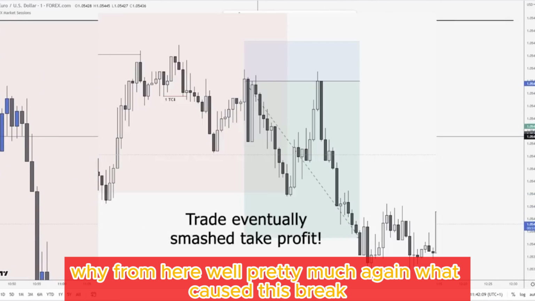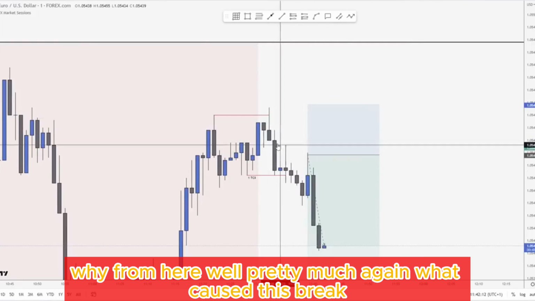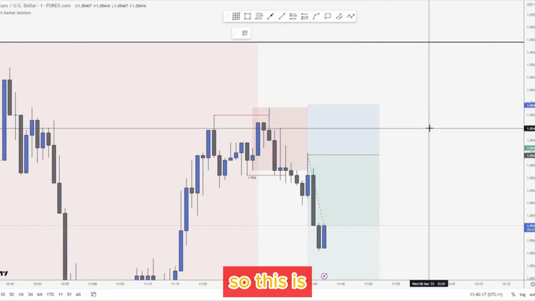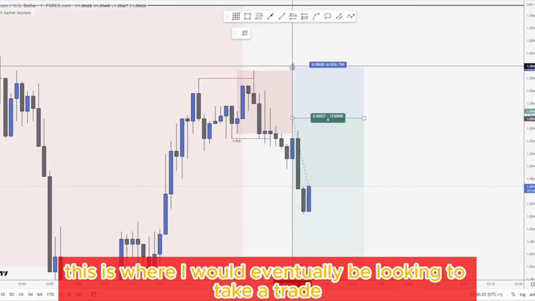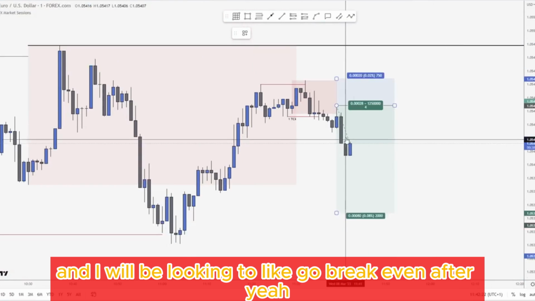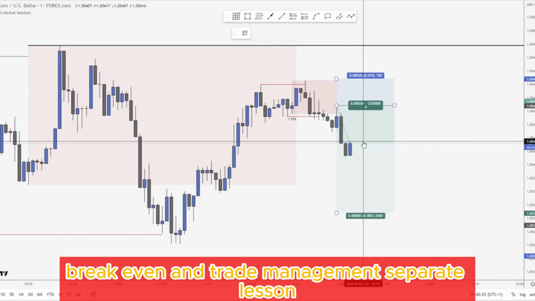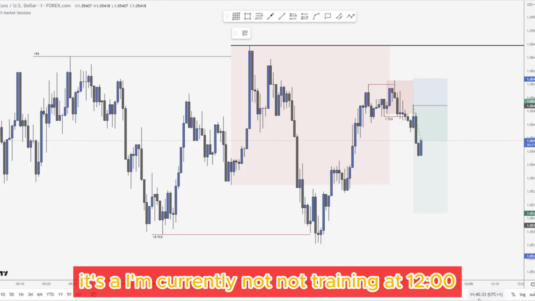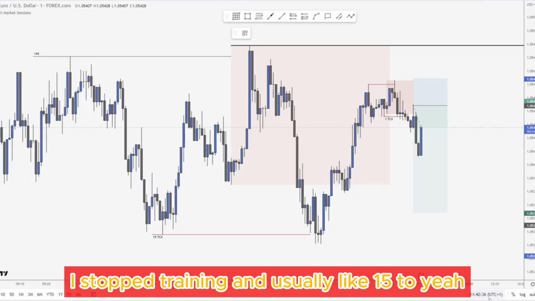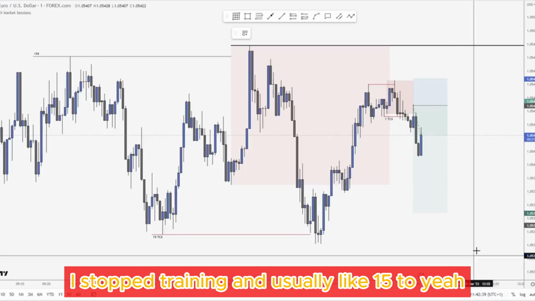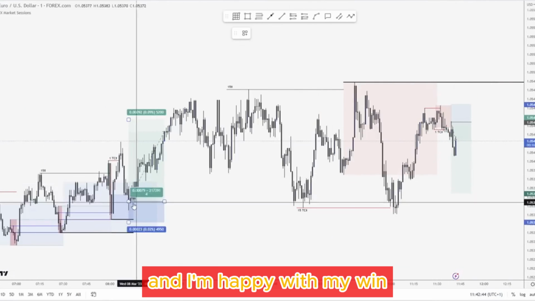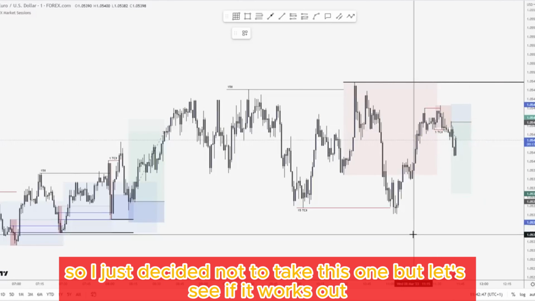Again, why from here? Well, again, what caused this break? It's pretty much this whole buy to sell right there. So this is where I would eventually be looking to take a trade if I get a good stop loss, and I will be looking to go break even after. Break even and trade management, separate lesson. So there is another trade. I did not pause this video and take this trade because of the time. I'm currently not trading. At 12 o'clock, I stop trading, and usually 20 to 15 minutes before that, I also look not to trade because then the market is getting into a chop state, and I'm happy with my win, so I just decided not to take this one.